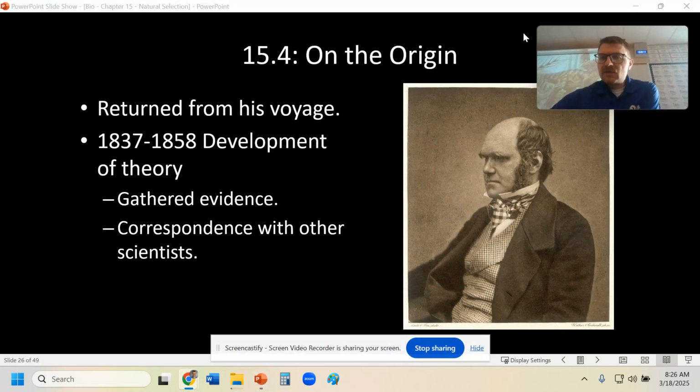All right, now we're going to the fourth section of chapter 15. This is going to be on the origin of species. So basically, this is where we're going to see how Darwin came to his understanding of evolution.